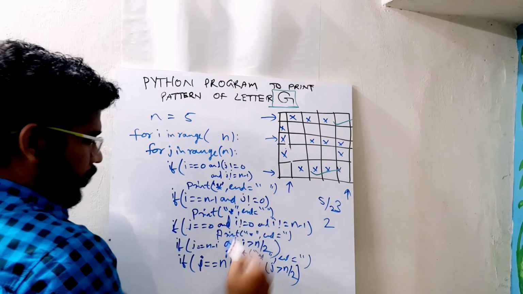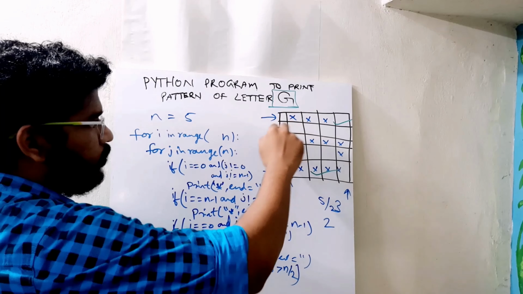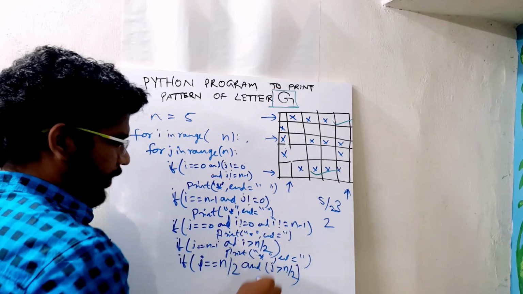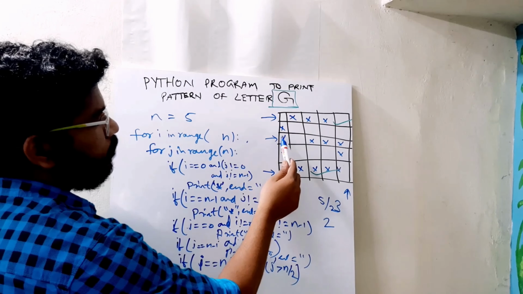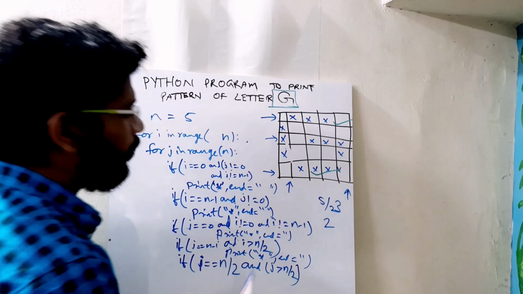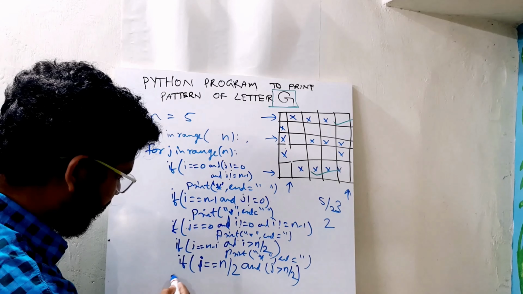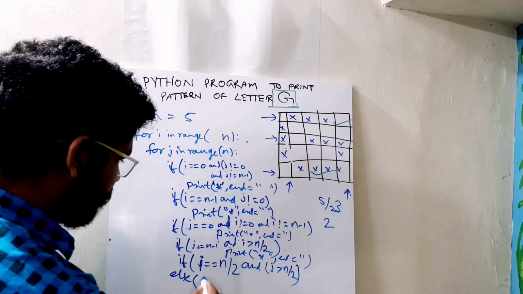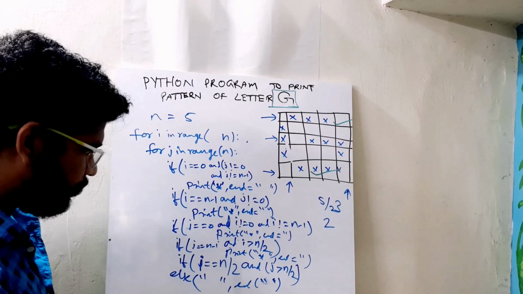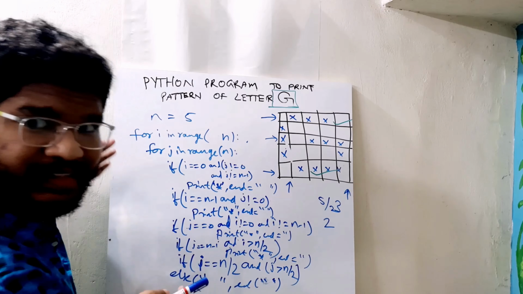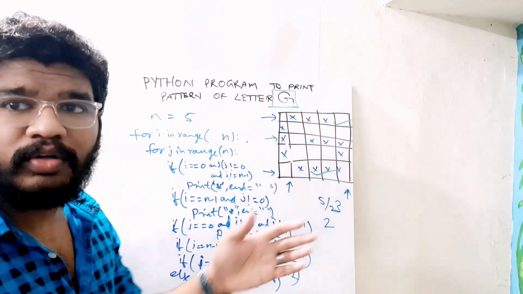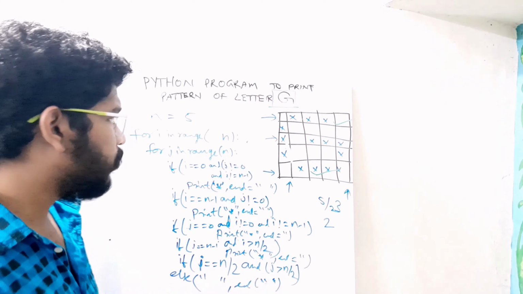So while i equal to n by 2, that means 1, 2, this will be the half, and j greater than n by 2 means it will print from here. So that will print all the stars, and finally else will print space. So this is the program, guys. Hope it's clear. However, I'll go to the computer and explain the program to you.